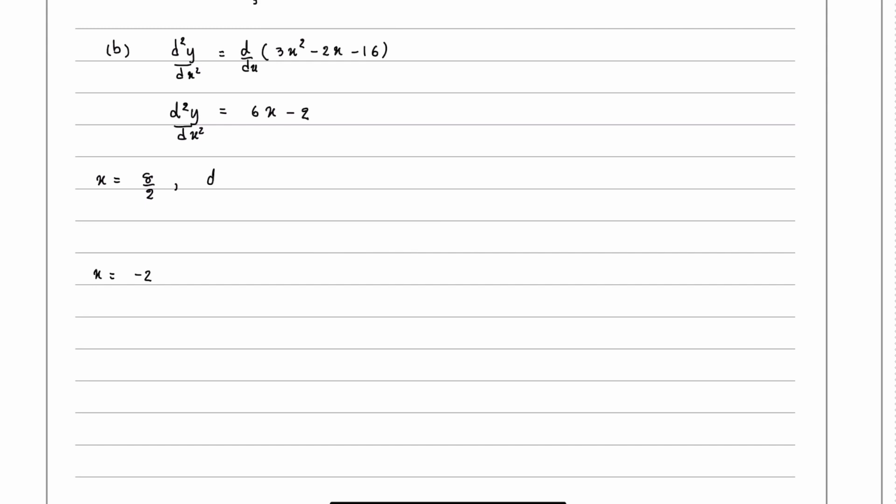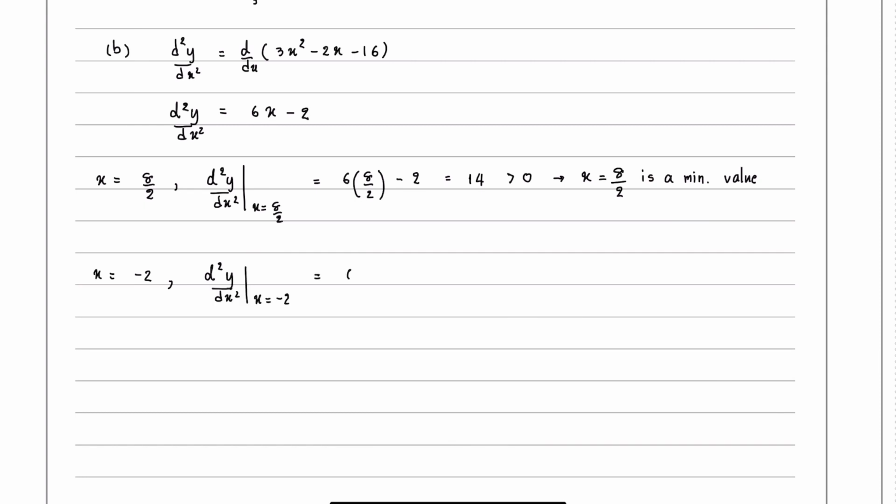So this one will be d squared y by dx squared when x equals 8/3, which is 6 times 8/3 minus 2, which is 14. If the second derivative is greater than 0, that means x equals 8/3 is a minimum. And then we substitute x equals -2 into the second derivative.